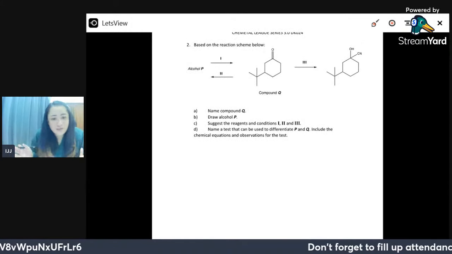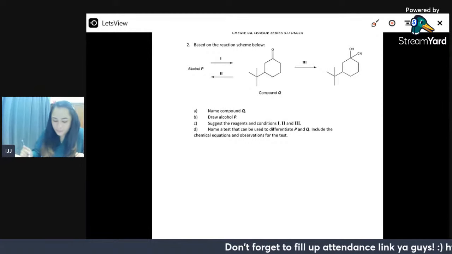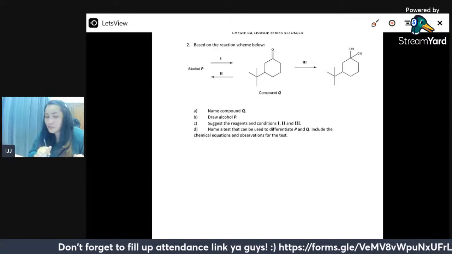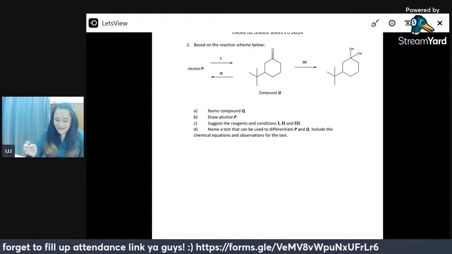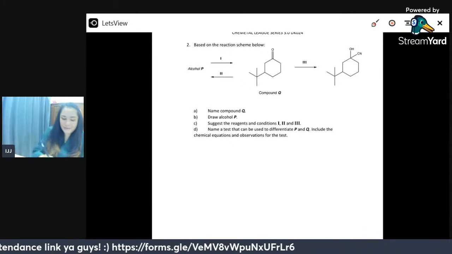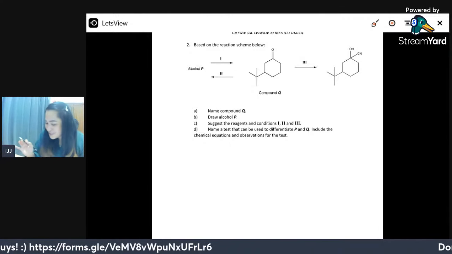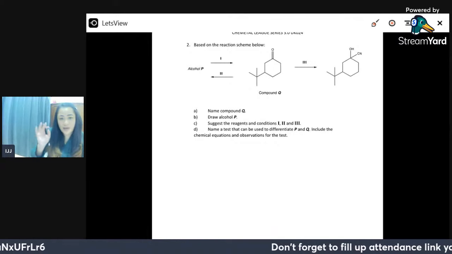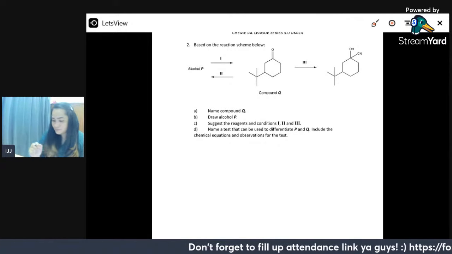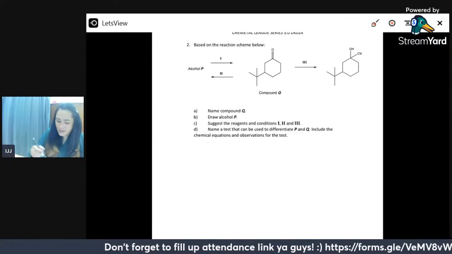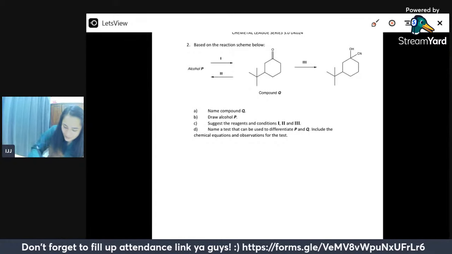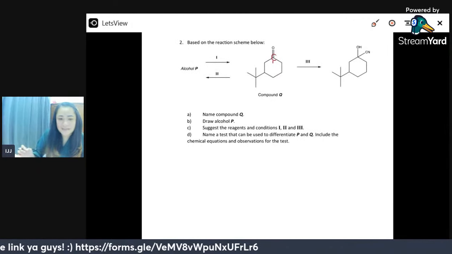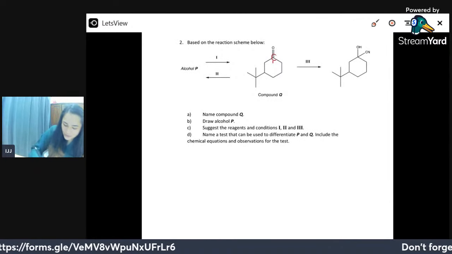Okay, any question you can ask me. Okay, so based on the reaction scheme, alcohol P, kamu dapat compound Q. Selamat Hari Raya. Okay, now name compound Q. Okay, so sekarang kamu identify the functional group. Okay, ini carbon number 1. Ini functional group dia. So dia automatically carbon number 1, number 2, number 3.